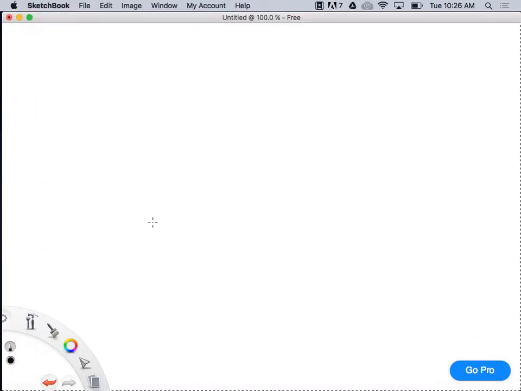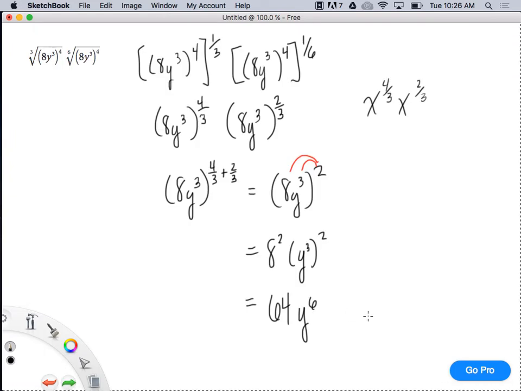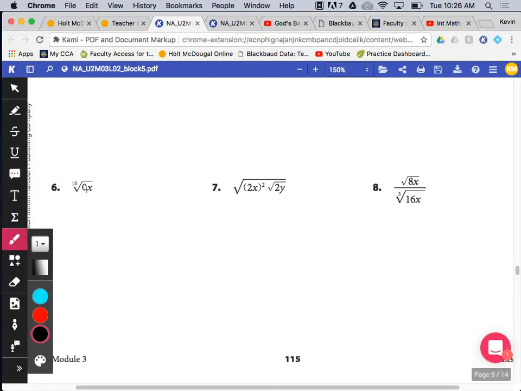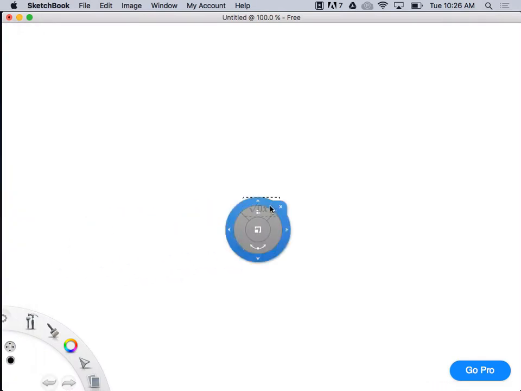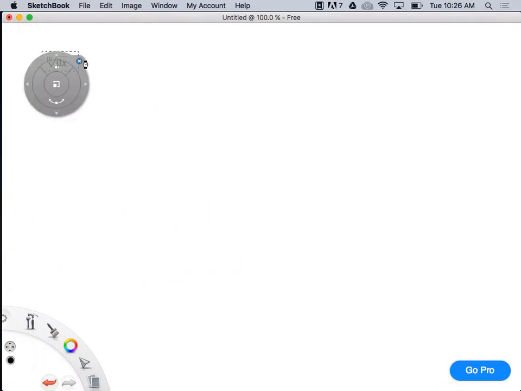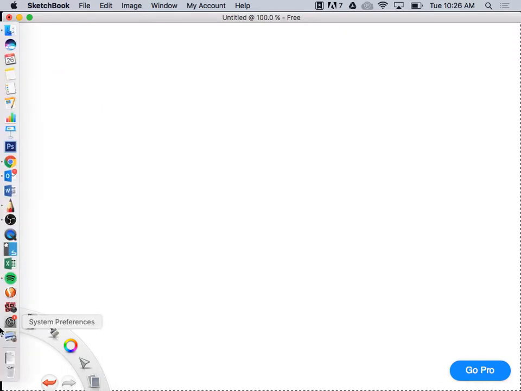So the answer for the record to this one was 64y to the sixth. Okay, next one. This is very simple, though it looks like, wait, what? They're trying to trick you. What's 0x? 0. What's the answer to this? 0. Okay, it's just 0.